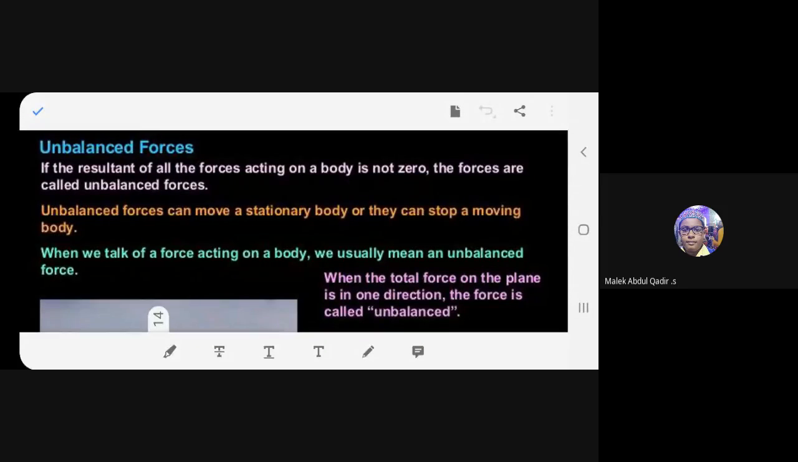That was balanced forces that we learned. Now we are going to learn unbalanced forces, right? So whatever we are doing is all unbalanced forces. Let's begin.